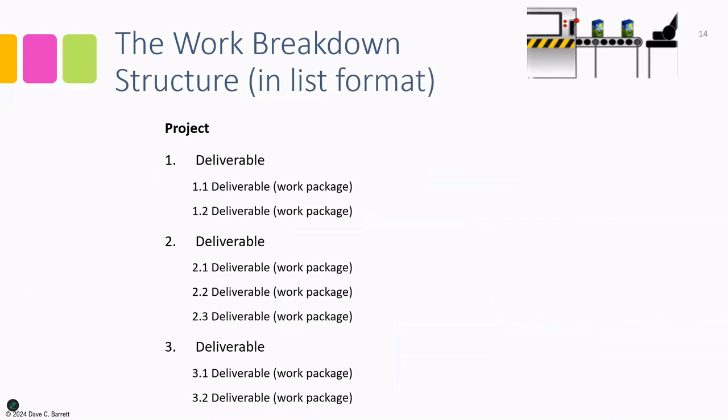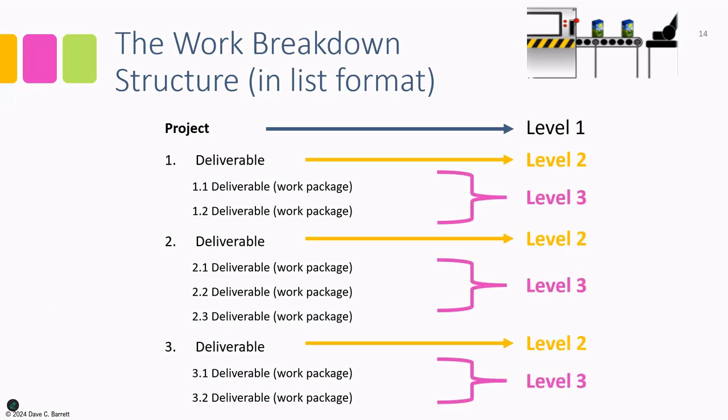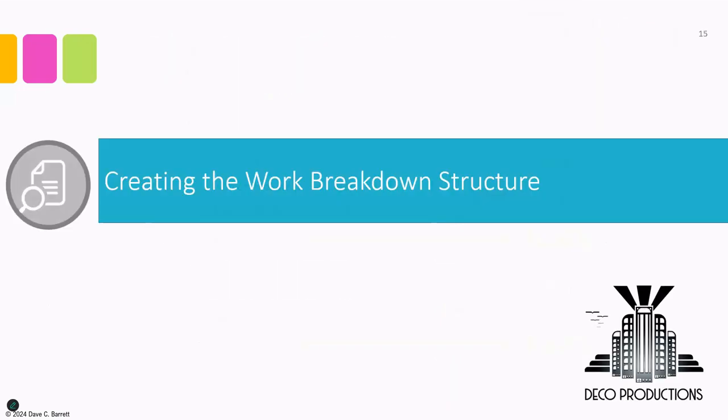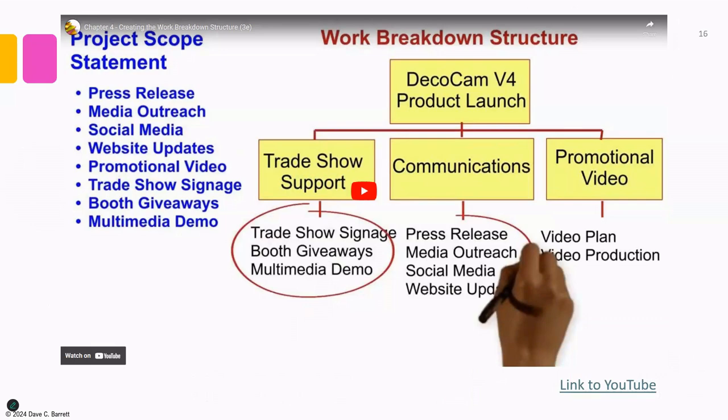This is the exact same work breakdown structure, but just done in list format. This is easier to maintain. This can be done using Microsoft Word, for example, and it's much easier to maintain. It again has the multiple levels. There's level 1, level 2, and level 3. So it's the exact same work breakdown structure, just in a different format. Okay, so let's now see our project manager starting to develop the work breakdown structure.